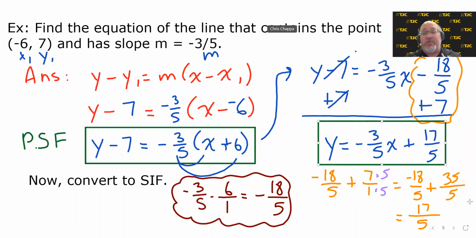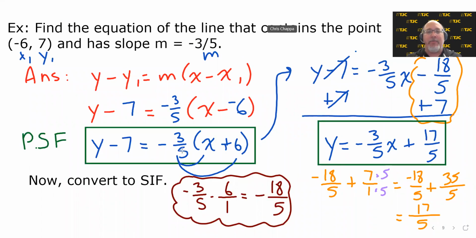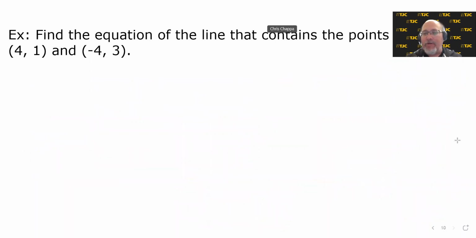Things get a little bit crazy when the slope is a fraction and it doesn't play nice when you multiply, as opposed to this one where it played very nice. I multiplied 4/3 times 6 and I got just 8. Here, -3/5 times 6, I got -18/5 and then had to add 7 to it. It's manageable. I believe we have one more example, and that's the end of this video.